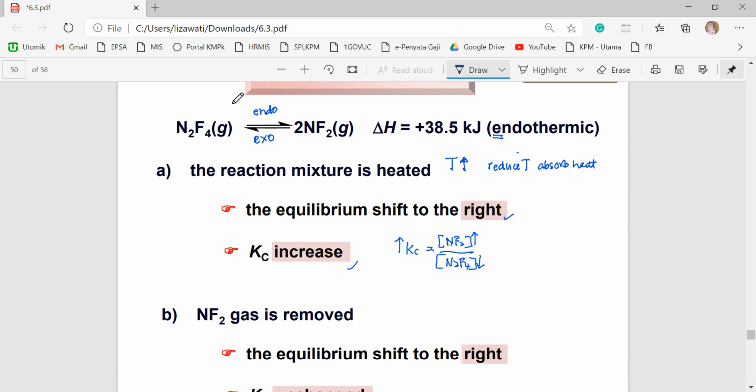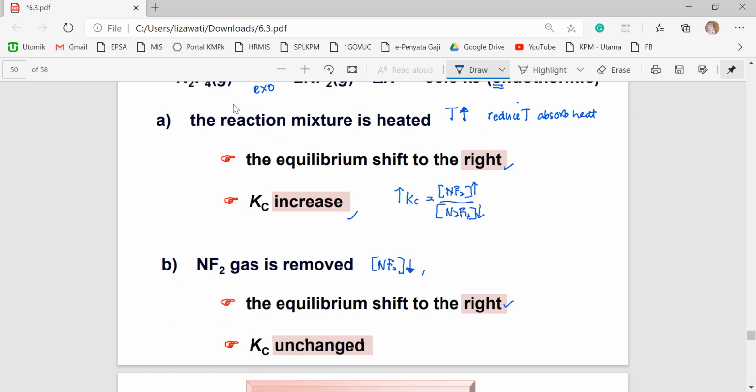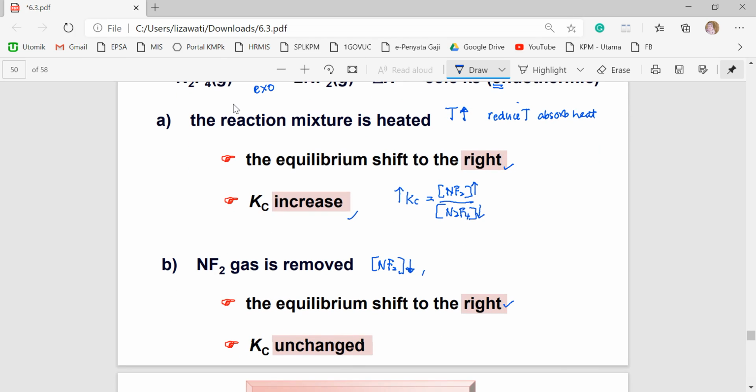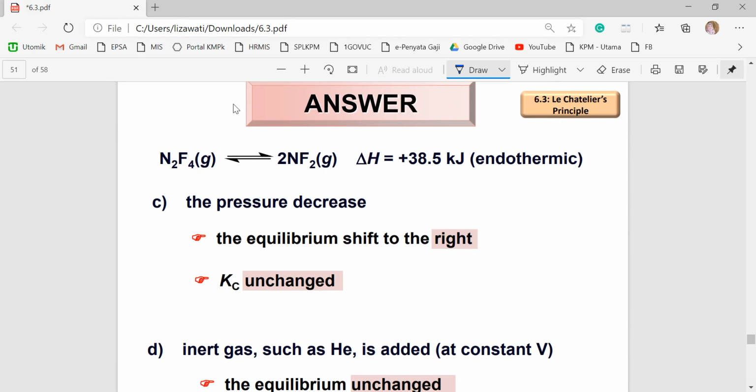Next, NF2 gas is removed. We remove it, meaning that the concentration of NF2 decreases. The system tries to increase the concentration, that's why it will shift to the right. However, because this is an effect on the concentration, the value of Kc is unchanged.